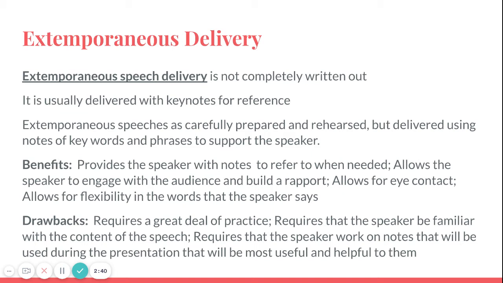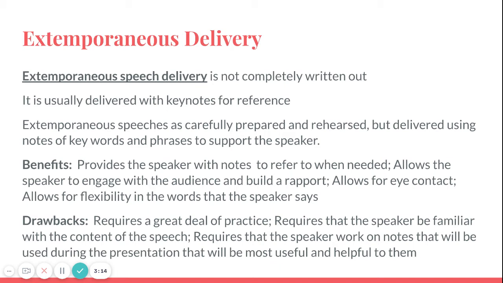Extemporaneous is the type of speech that you're going to be given in this class. It's not completely written out. It's usually delivered with key notes for reference. Extemporaneous speeches are carefully prepared and rehearsed, but delivered using notes of keywords and phrases to support you, the speaker. The benefit is that it provides you with notes to refer to when you need them, and it allows you to engage with the audience and build a rapport by having eye contact. And it also allows for flexibility in your words. You're not tied to a certain way that you have to say something. It gives you some flexibility.